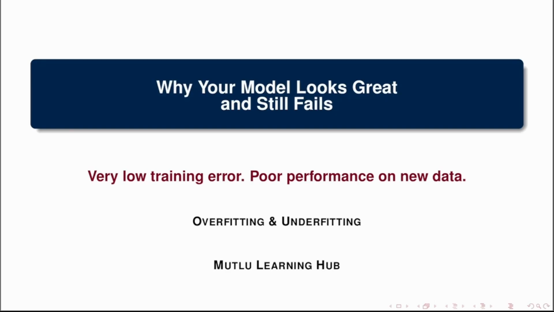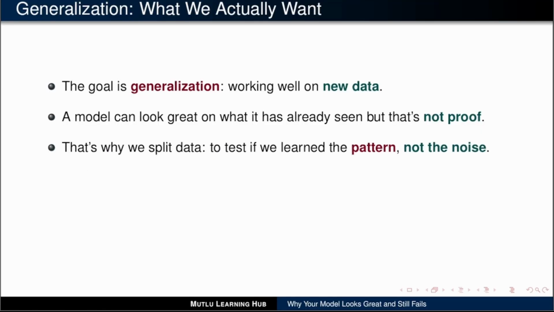Today we'll talk about a situation almost everyone runs into in machine learning. Your model has very low training error, and yet when you try it on new data, performance drops sharply. In this video, we'll unpack why this happens and how to recognize it early before you waste time tuning the wrong model. The real goal of machine learning is generalization, not performing well on the data you already saw, but performing well on new unseen data.